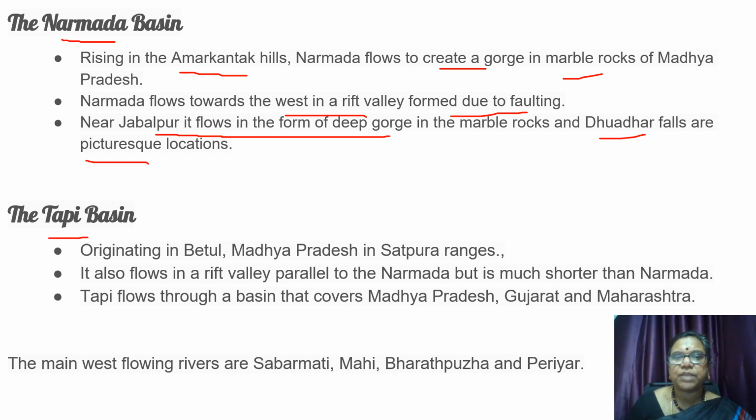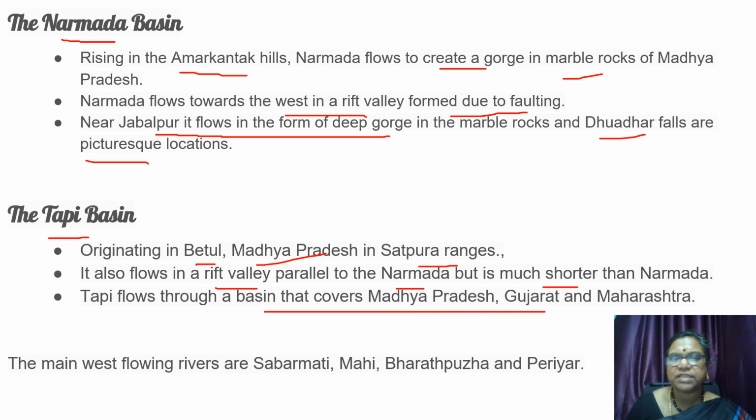Now if you go to Tapi basin, it originates in Betul, again in Madhya Pradesh in Satpura ranges. It again flows in a rift valley, parallel to Narmada, but it is much shorter than Narmada. It flows through a basin that covers Madhya Pradesh, Gujarat and Maharashtra. The main west flowing rivers are Sabarmati, Mahi, Bharatapuzha and Periyar.